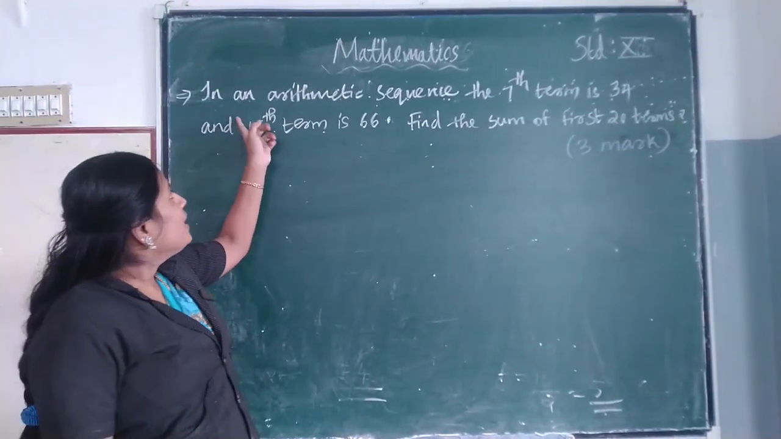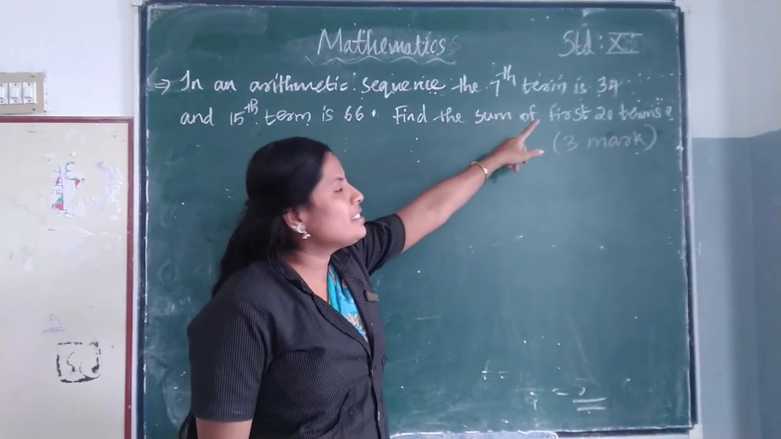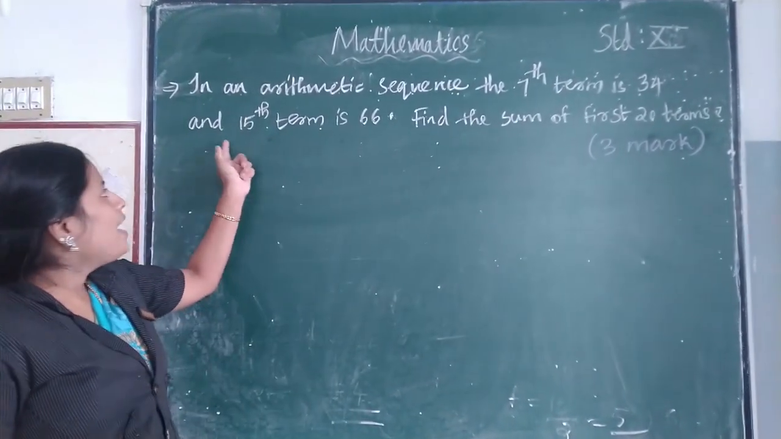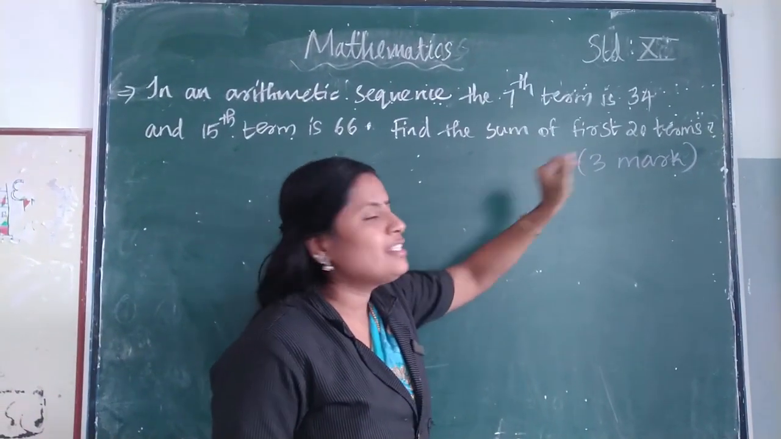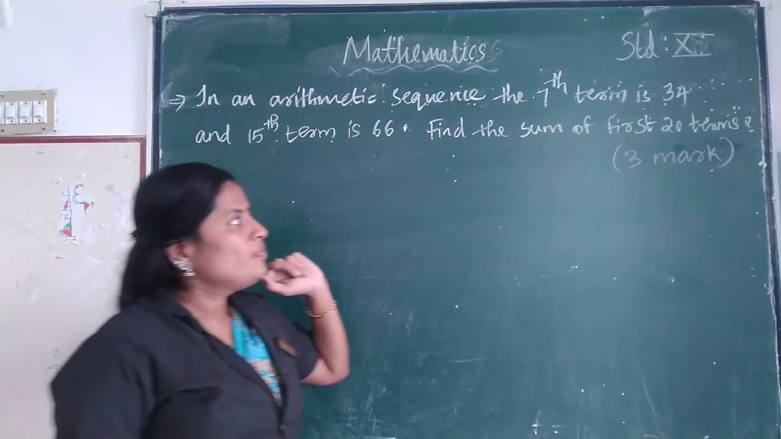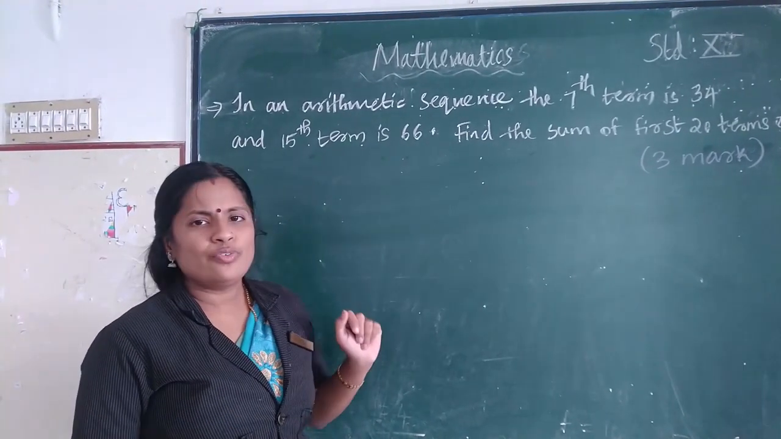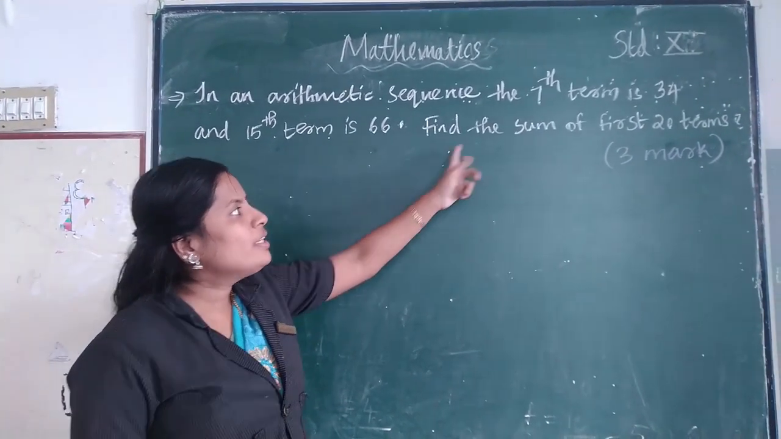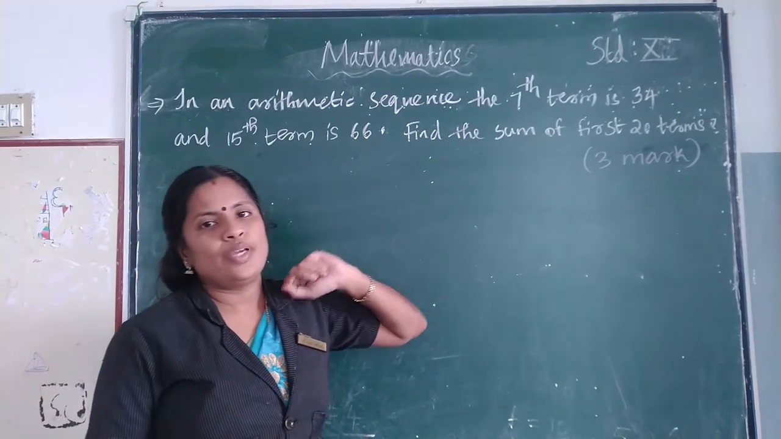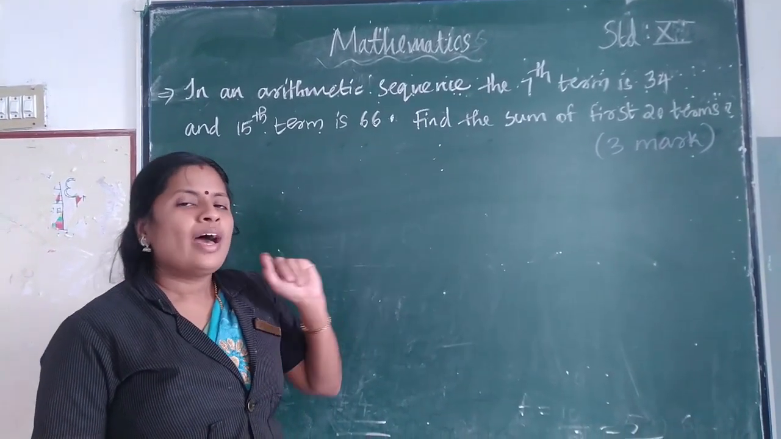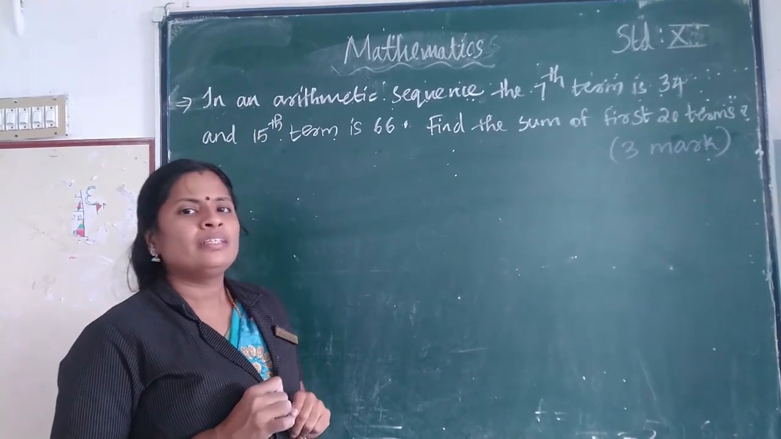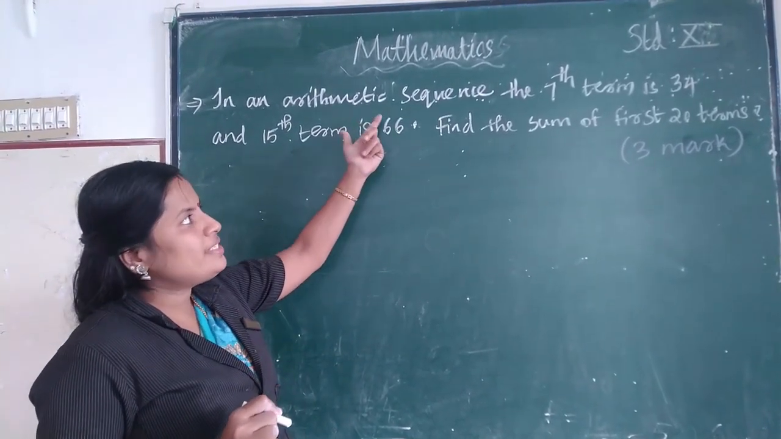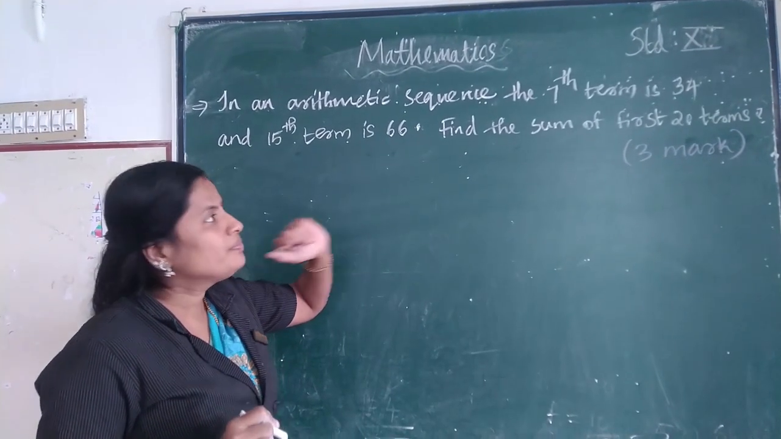Next problem. In an arithmetic sequence, the 7th term is 34 and the 15th term is 66. Find the sum of first 20 terms. So here, what we have to find? We have to find out the sum of first 20 terms. So at first we have to find out the first term and the common difference.